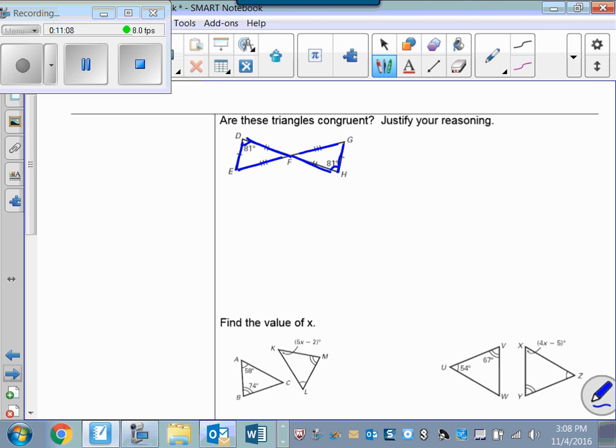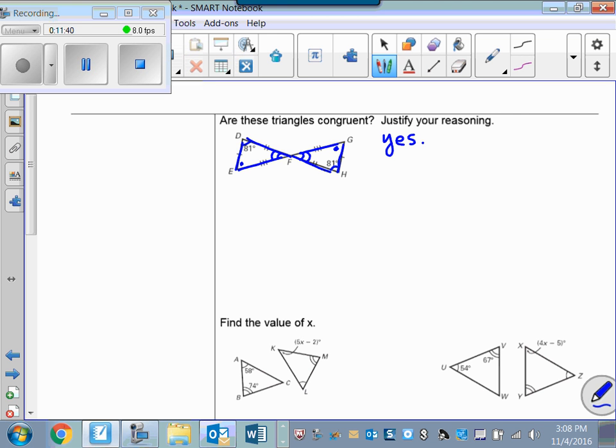And let's see. Of course, I know that these two angles are congruent because they're vertical angles. What about angles E and G? Oh yeah, thank goodness for that new theorem I just learned, right? Because it tells me that since the other two pairs of angles of the triangles are congruent, then I know that those two angles are congruent. So yes, these triangles are congruent.